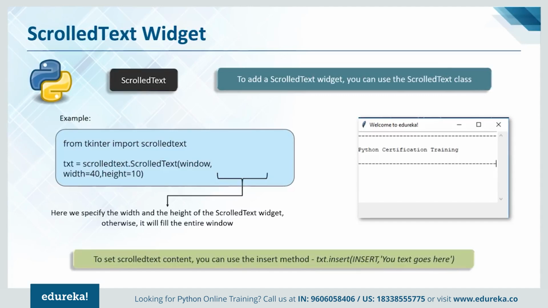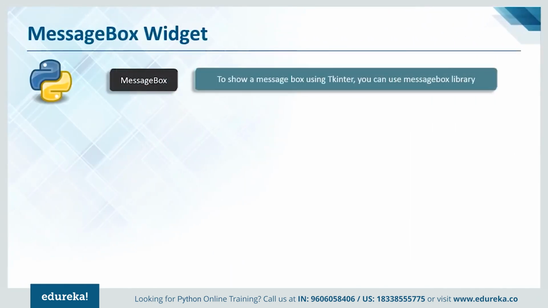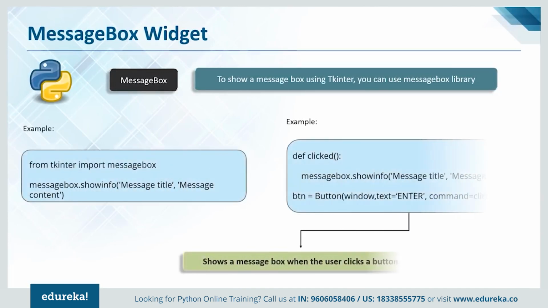So you can basically set the scroll text content by using the insert method, guys. The syntax is pretty simple and we need to use txt.insert with the message as a parameter, and that is all, guys. So next we have the MessageBox widget. Again, let me quickly walk you through this, alright? So we are using the MessageBox library here as well, importing the library and displaying the message basically. But we need to define the message title and the message contents here as shown on the left hand side.